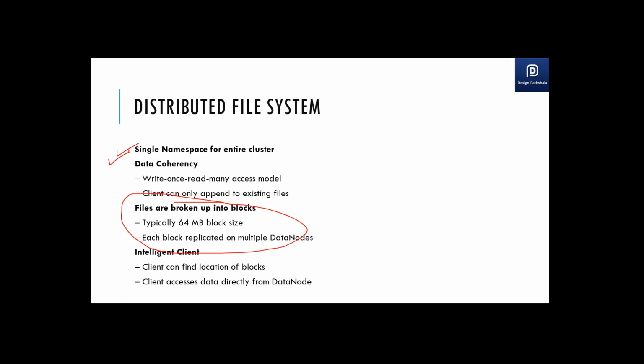So your files are broken into blocks, 64 MB and 128 MB for the 2.x architecture, and the blocks are replicated across your data nodes. Write once, read many times. That is what I've already talked about. And clients are intelligent, so they know where your blocks are lying, with the beauty of the ecosystem, that is the name node.